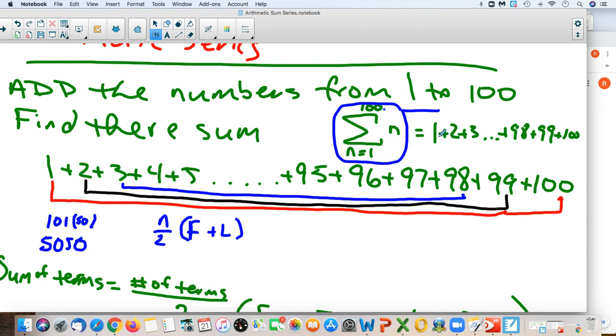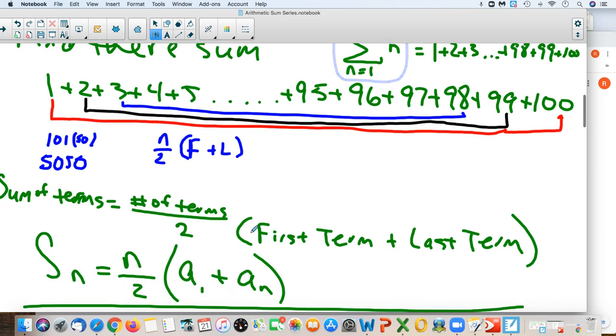All right. So we're trying to add these numbers up in a sequence. What's the official formula? Well, this is what Gauss came up with. Notice when you add them all together, you take the number of terms, in this case 100 terms, and divide it by 2. You take the first term plus the last term.